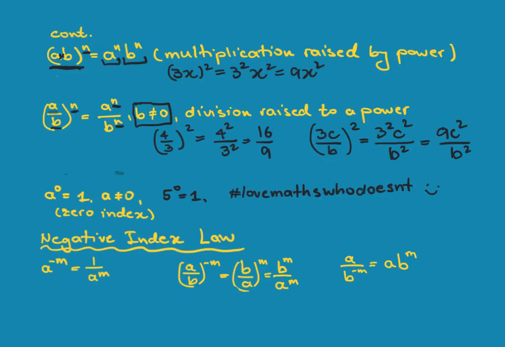The next one that we have here is the zero index law. I really like this law. A to the power of 0 is equal to 1, A can't be equal to 0. For example, 5 to the power of 0 is equal to 1. Anything to the power of 0 is equal to 1. I just love this one because sometimes I need number 1 and it can be written like anything, like 4 to the power of 0 is equal to 1, 1/2 to the power of 0 is equal to 1, etc.